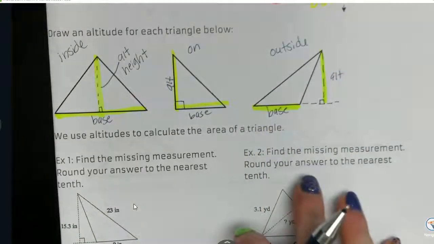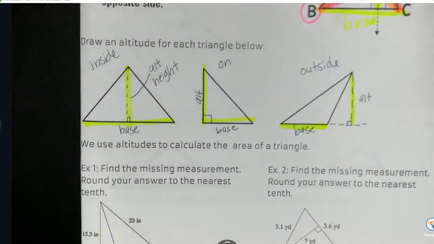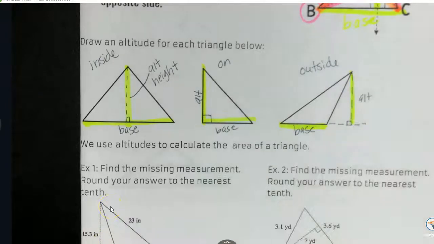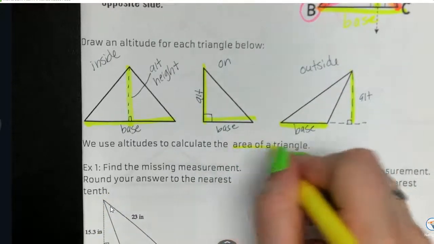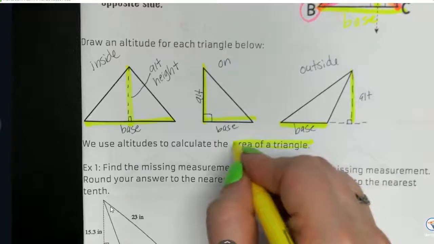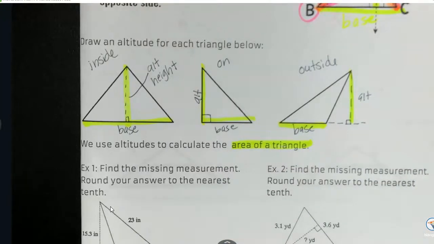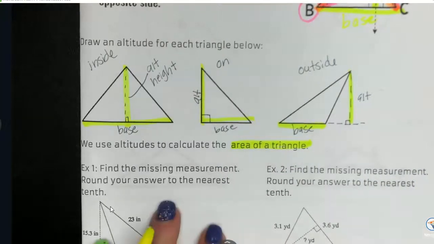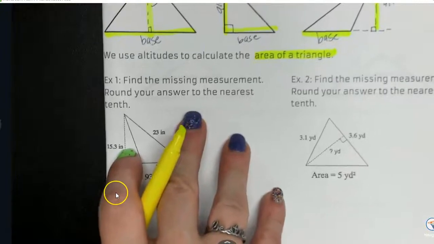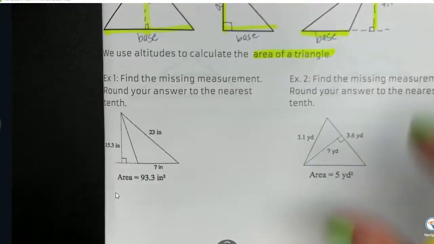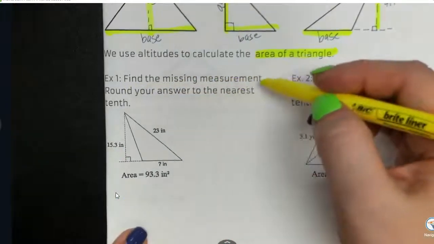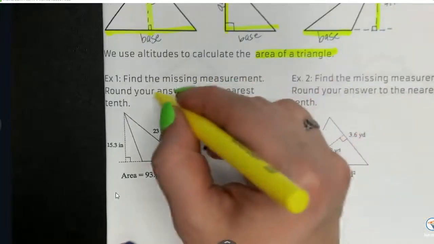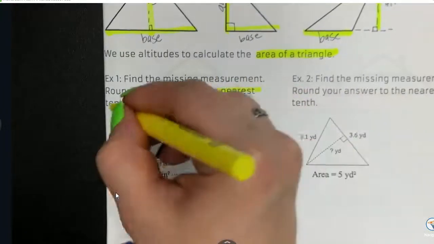So why do we care? We use this particular line when we are trying to find the area of triangles. So we're just going to do two quick examples of this, and then we're going to let you practice. So remember, we did mid segments, and now we're going to do altitudes. So in this case, find the missing measurement, round to the nearest tenth. All right, the nearest tenth. So we're going to have decimals.